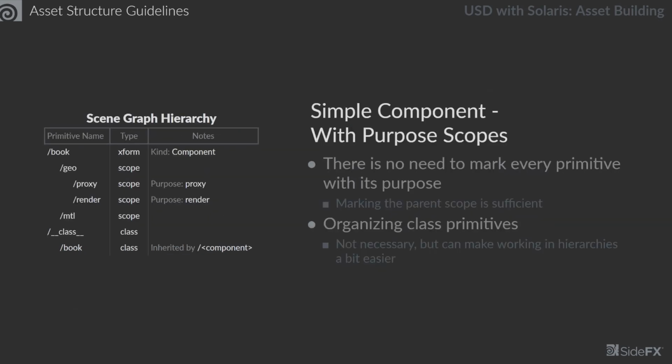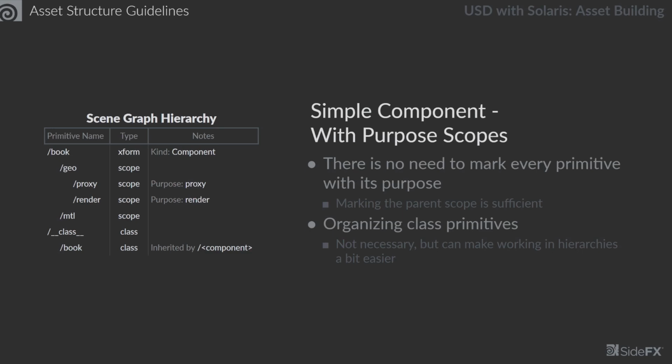Now let's talk about using purpose scopes. This is taking that same hierarchy and moving one step further with it. What this does is add a further proxy and render scope under our geometry. The nice thing about this is that it allows us to have low quality and high quality geometry that we can easily switch in the viewport.